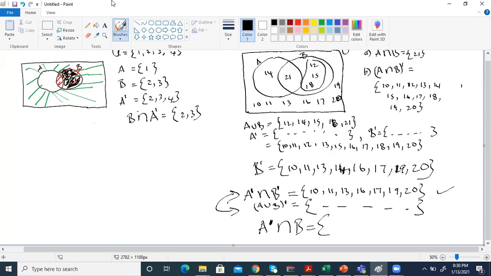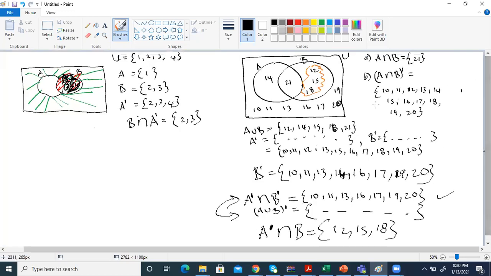So before that looks confusing, let me use a different color. You get 12, 15, and 18 for sure. So these guys would be B only. A complement intersect B is B only, which in this case is 12, 15, 18. And you can try it out yourself. Look at what A complement is first, a long list of everybody, then look at what B is, and then look at what is common to both of them.